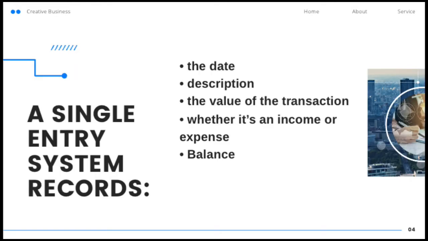A single entry system records the date, description, the value of the transaction, whether it's an income or expense, and the balance.